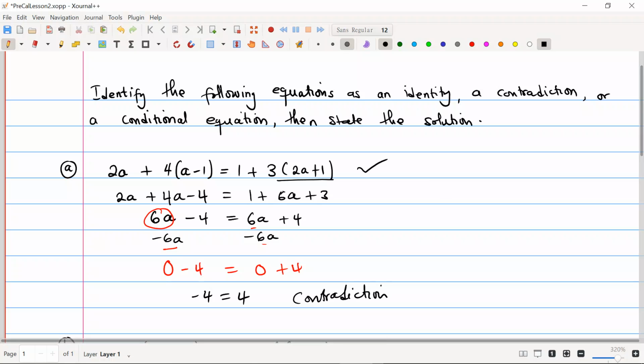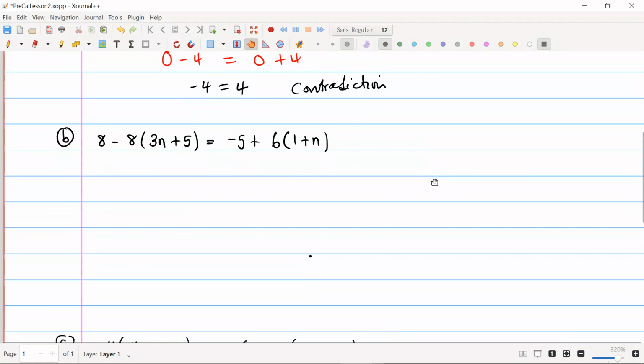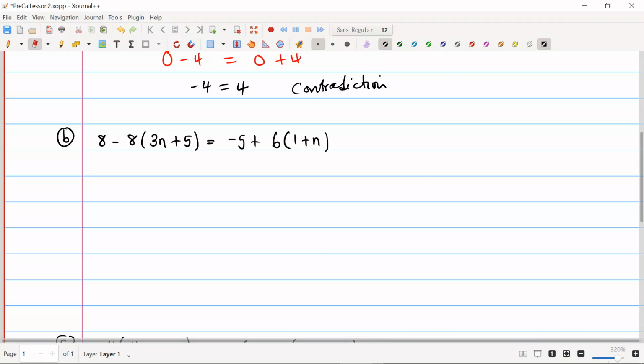This normally happens. Sometimes you're solving a problem and you set up an equation and you realize that your equation doesn't make sense or it contradicts itself. Okay, so the next one is to solve this the same way and check if it is an identity, a contradiction, or whatever. So here we start solving again.